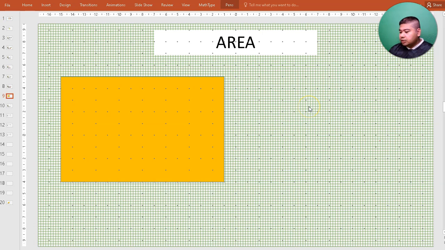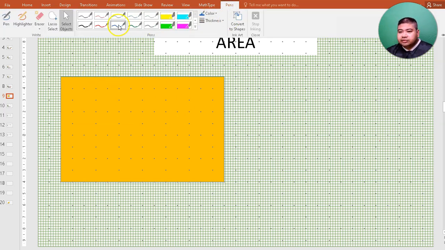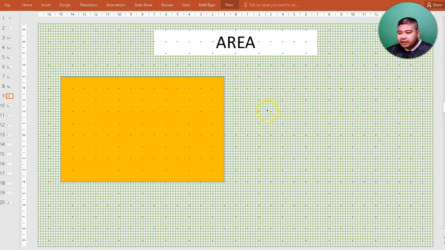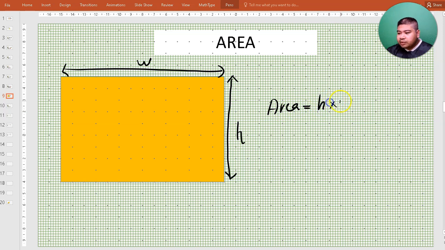Okay, now we look at the area of an object. The way you calculate the area, let's say this side, the length of the side, we take as symbol h, the height. Then this side we take as the width. So the area of the rectangle is just height times the width.